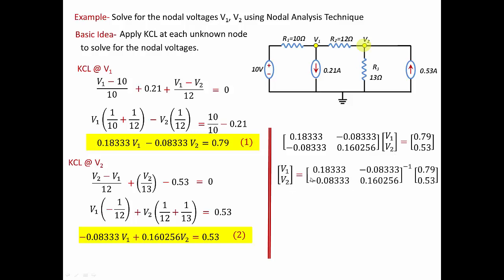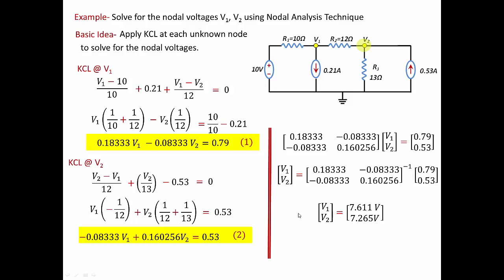V1 and V2 are going to be the inverse of this matrix multiplied by this vector. Most modern calculators will do matrix equations and solve two equations with two unknowns using matrices. Now when you calculate the inverse of this matrix, what you're going to have is V1 equal to 7.611 volts, and V2 equal to 7.265 volts. So we were able to solve for V1 and V2.